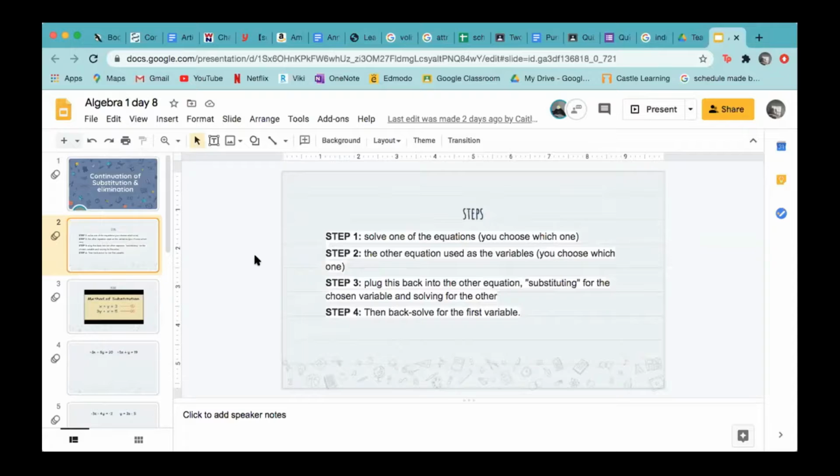So you can solve for y first, and then solve for x, or you can solve for x first, and then solve for y. Next.